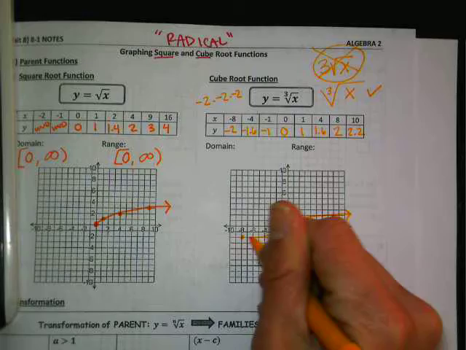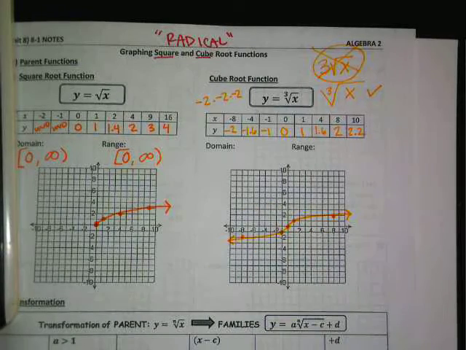So you should be getting the sideways S shape. You can graph the decimals if you want. It's just hard to estimate.